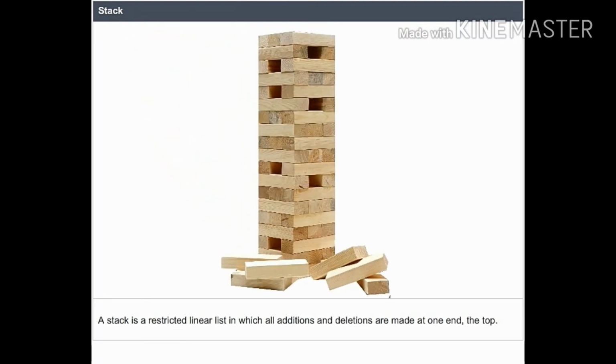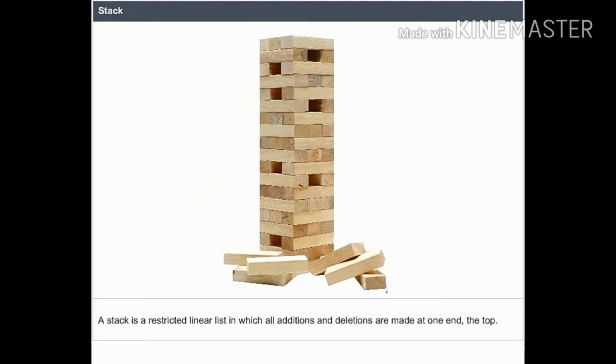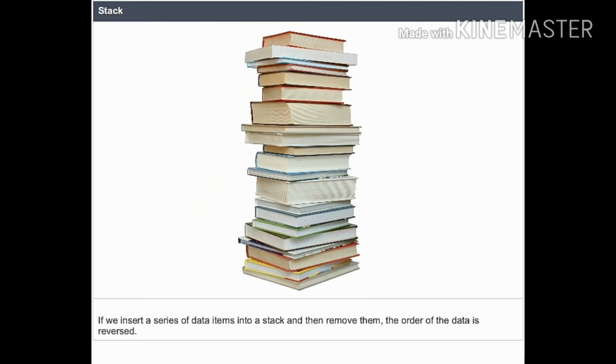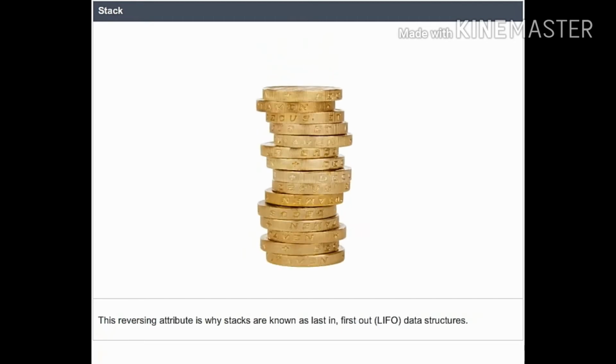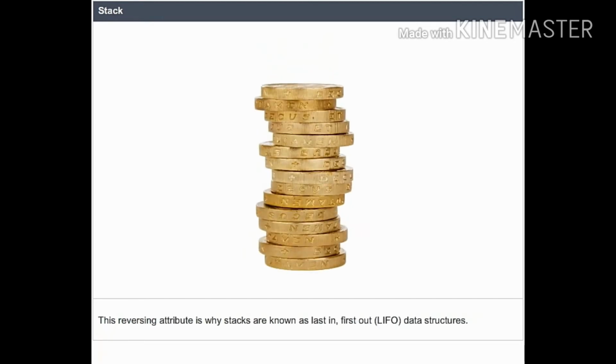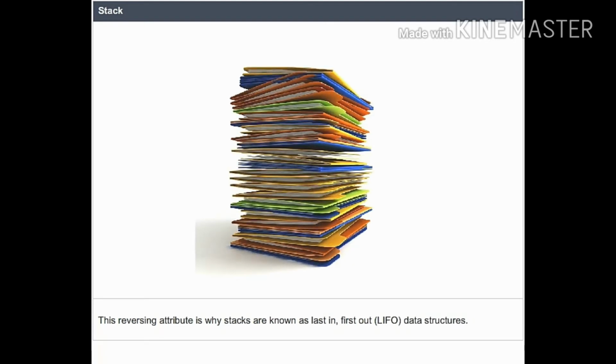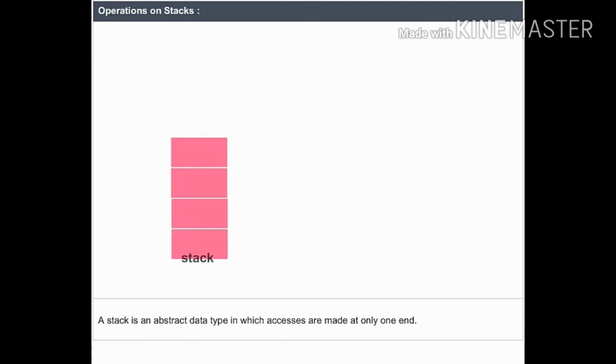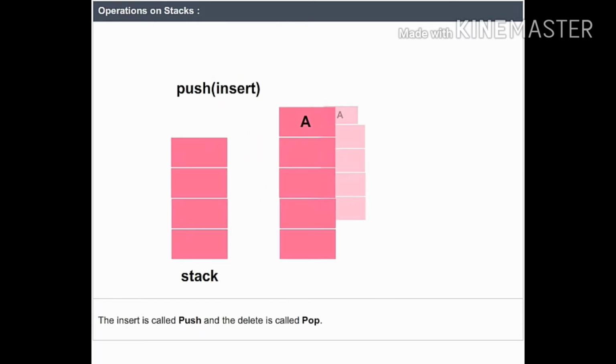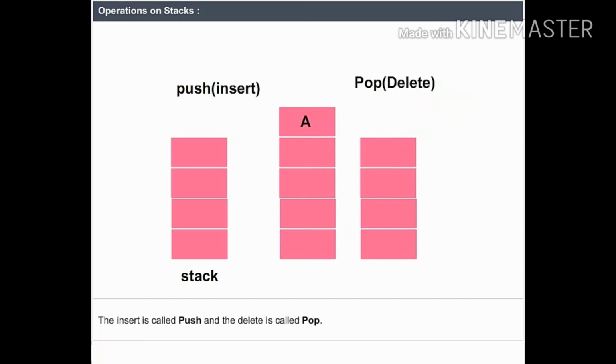Stack. A stack is a restricted linear list in which all additions and deletions are made at one end, the top. If we insert a series of data items into a stack and then remove them, the order of the data is reversed. This reversing attribute is why stacks are known as last in, first out data structures. A stack is an abstract data type in which accesses are made at only one end. LIFO, which stands for last in, first out. The insert is called push and the delete is called pop.